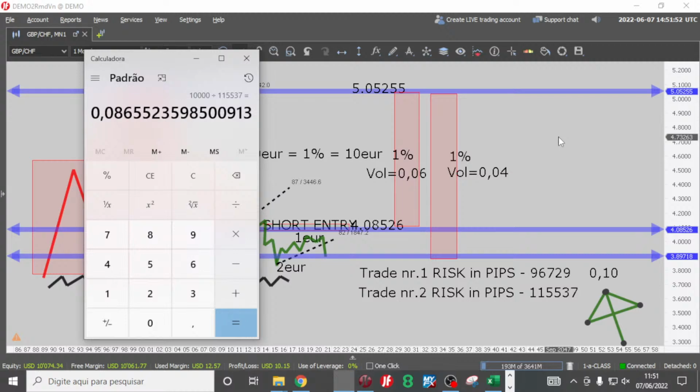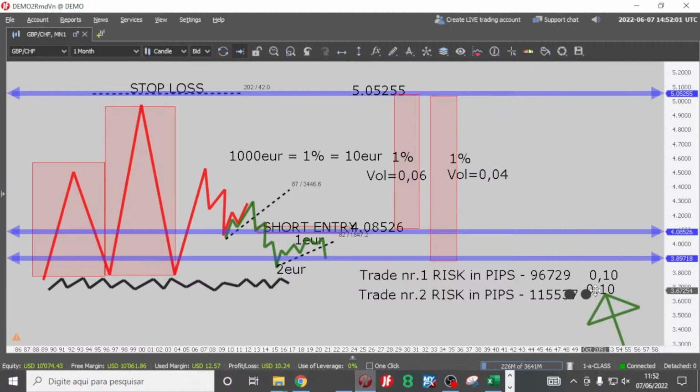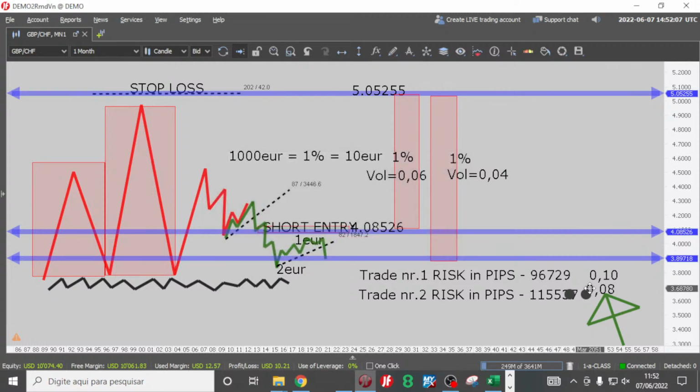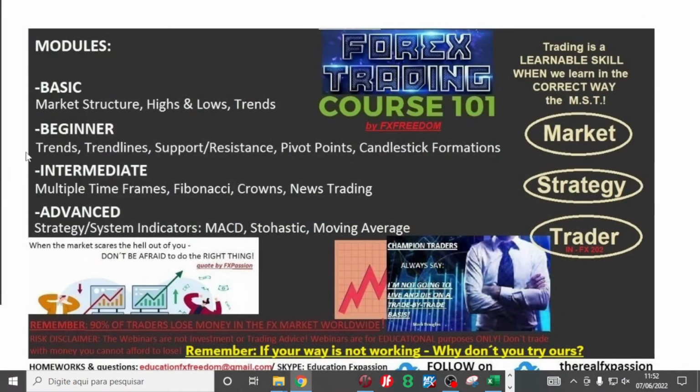Okay, everybody, our time is up. See you back tomorrow. So hopefully, yes, 0.08. Exactly, 0.08, right? Clone. Edit label 0.08. Tomorrow, everybody, we are going to start with the intermediate module.